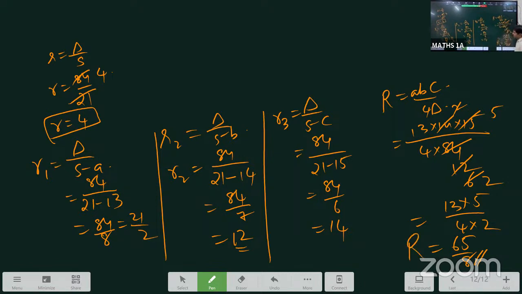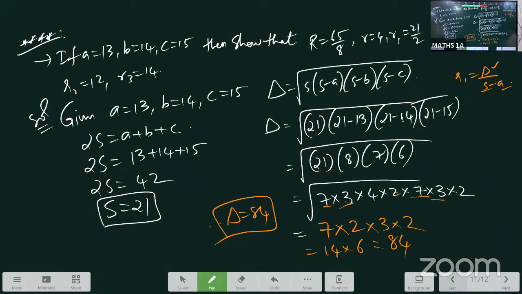Is it clear? So these are your formulas. These are your sums, which are very, very important. Still any doubts? You can have a look once. Small a, small b, small c is given. Whenever you know small a, small b, small c, you can find 2s, perimeter of a triangle. From there you get s. Once I get s, and if I'm having ABC, delta is equal to under root of s into s minus a, s minus b, s minus c.